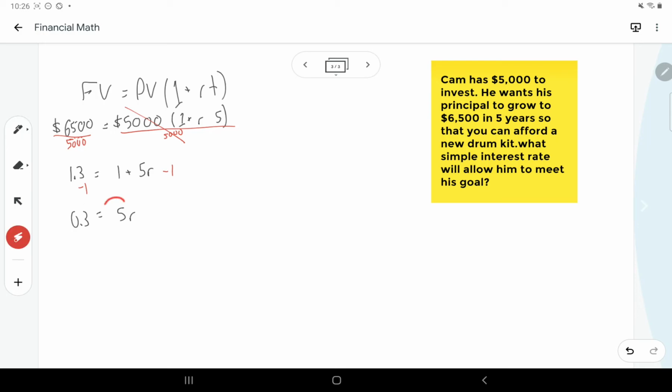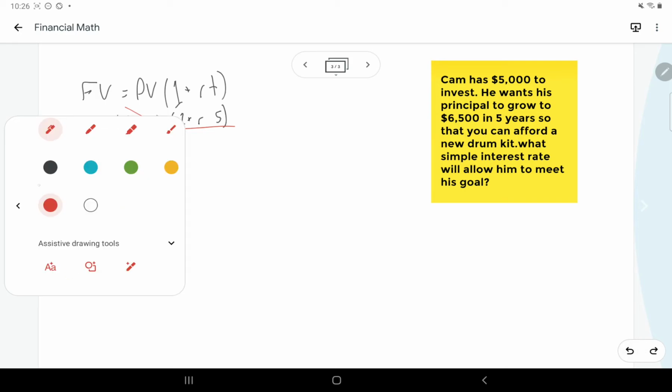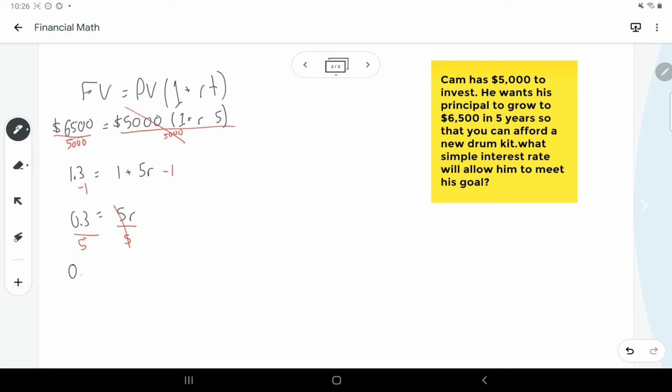And finally, we need to get rid of that 5. We have times 5, so we do the opposite. We divide by 5 to get rid of the 5, dividing by 5 on the other side as well, which will give us 0.3 divided by 5, which will give us 0.06 equals R.